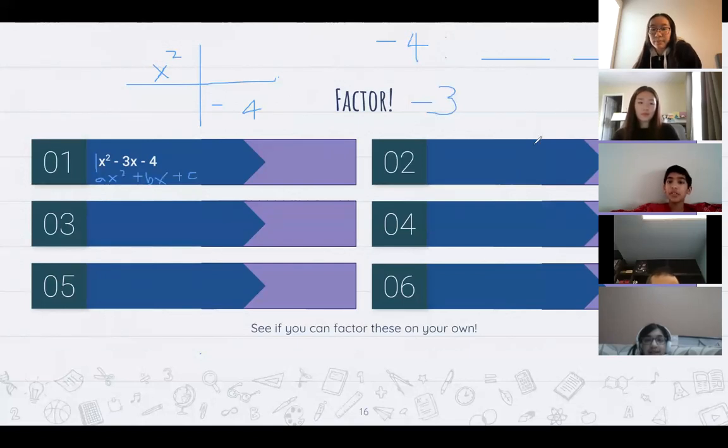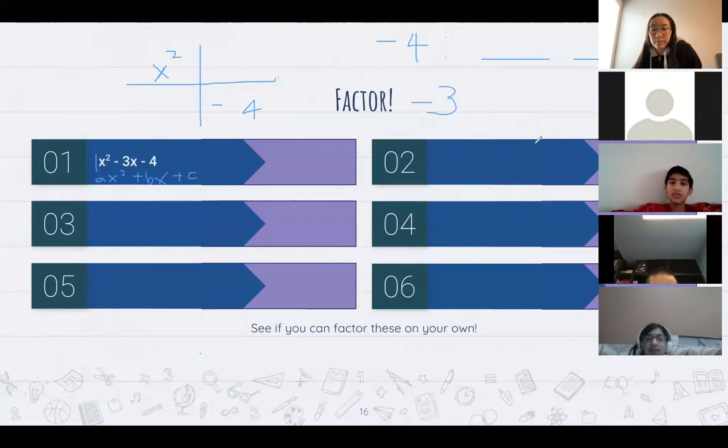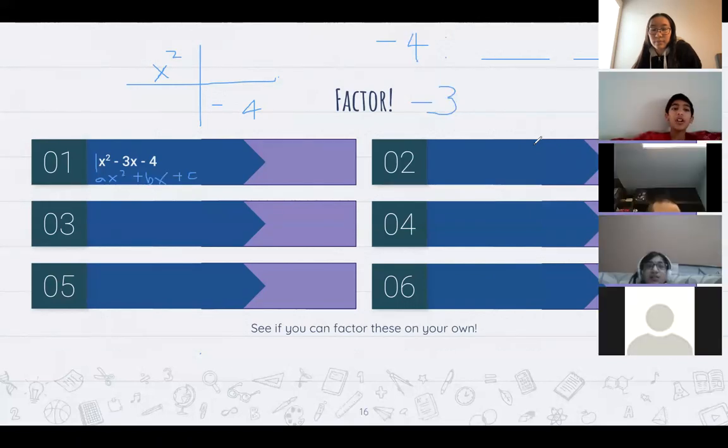So we need to think of factors of negative 4 that add up to negative 3. Negative 2 and negative 2? No, wait. Negative 4 and positive 1. Yeah. Good job. So negative 4 and 1. As you can see, negative 4 times 1 equals negative 4, and negative 4 plus 1 equals negative 3, which is b. So these are the numbers we're going to use, and we're going to put them in here with an x after them.